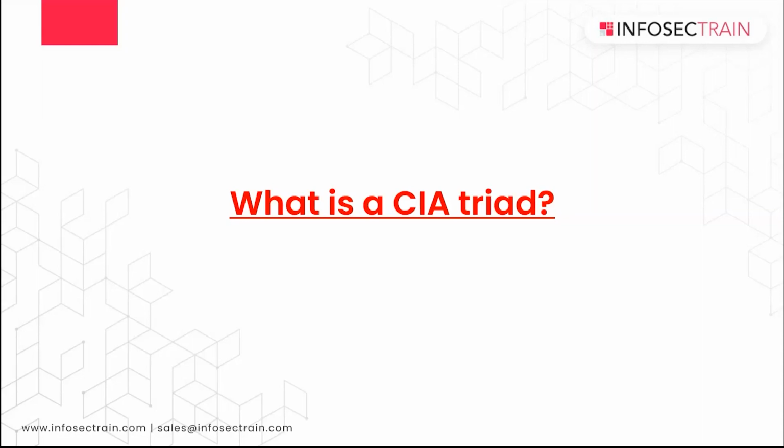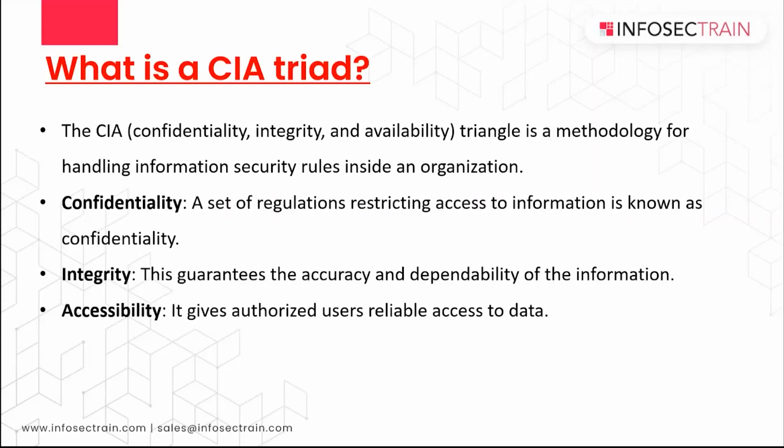Integrity: how are we going to maintain integrity? Keeping that information accurate and free from errors. No one can manipulate the data. Only the person who is liable for it can modify the data. Apart from that, no one has the authority. Accessibility, or you can say availability: whenever the data is required, it should be available. It gives authorized users reliable access to the data whenever it is needed. To maintain this, we go with a backup.